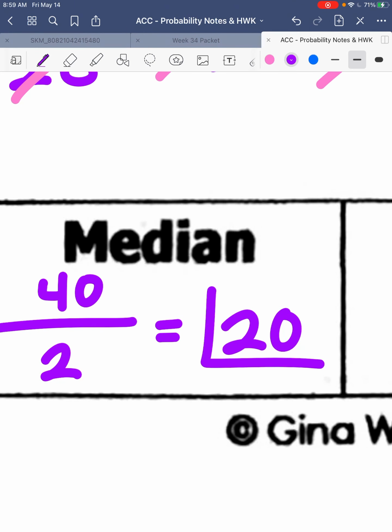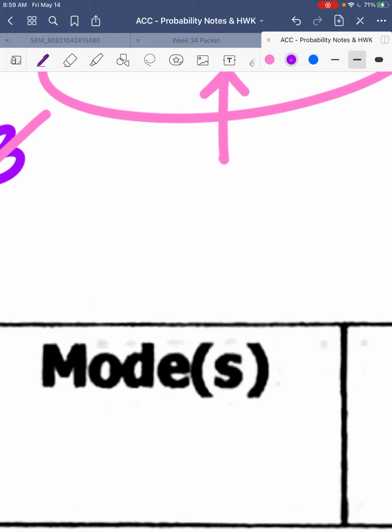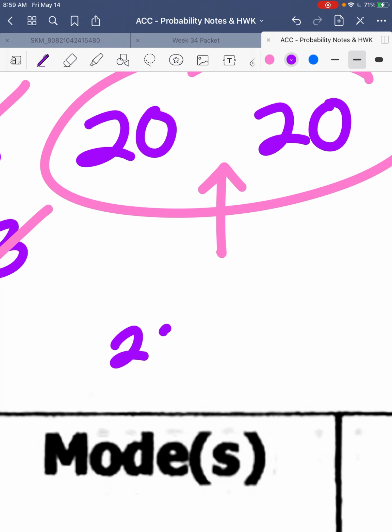So when you have a situation like this and the number is the same, that tells you that your median is going to be the same number. But if you had 2 different numbers, like for example, if we had had 20 and 22, my median would have been the number in the middle of those 2 numbers. Okay, so keep that in mind.